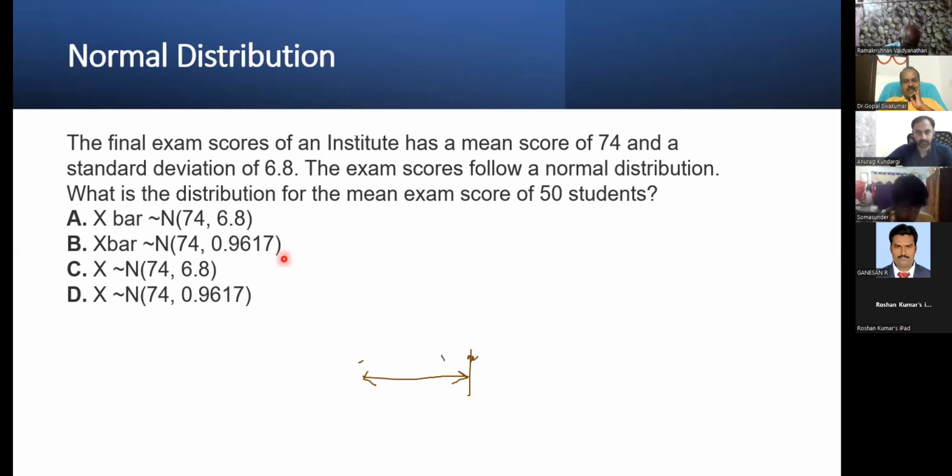Now, which is the answer? A or B or C or D? B, because we need X bar. We are now visualizing the mean. So X bar is normally distributed with a mean of 74 and a standard deviation of 0.96. Hope all of you understood this question. Am I correct or not? Yes.